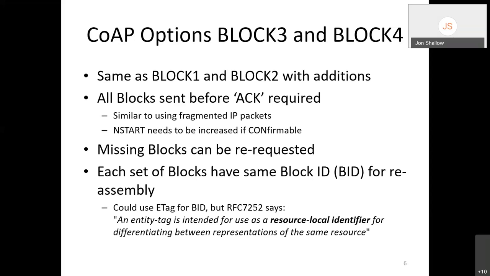An addition to block three and four is that we can request missing blocks. So if some packet hasn't got through, we can re-request it. So that we can make sure the blocks that make up the body of the entire chunk of data are reassembled correctly, we've come up with using a block ID for reassembly. There has been a bit of discussion about using ETag, but we're not entirely sure whether we can use ETag because it is a resource-local identifier. So there's a question mark in our mind whether ETag would work instead of having this block ID as part of the block three, block four packets.